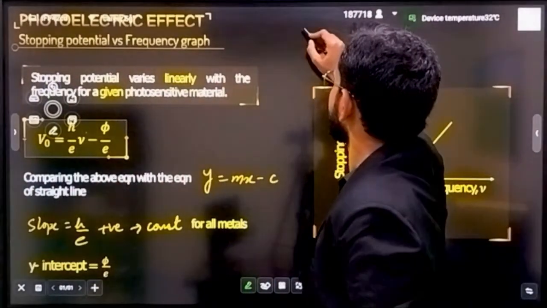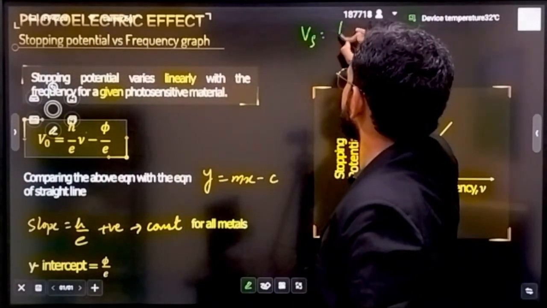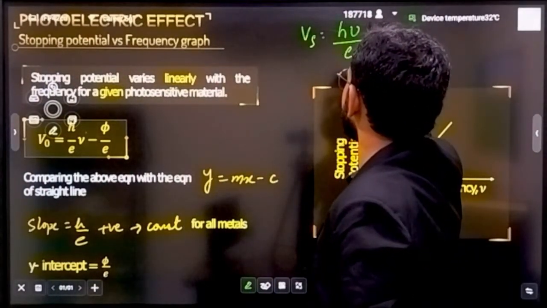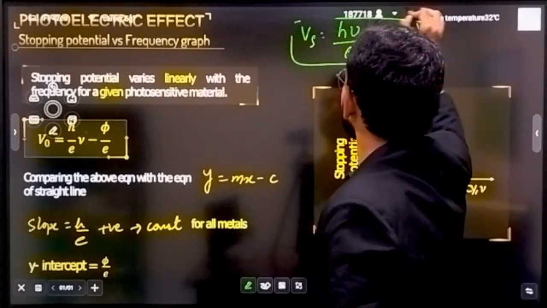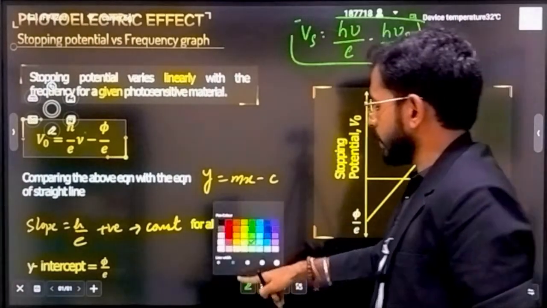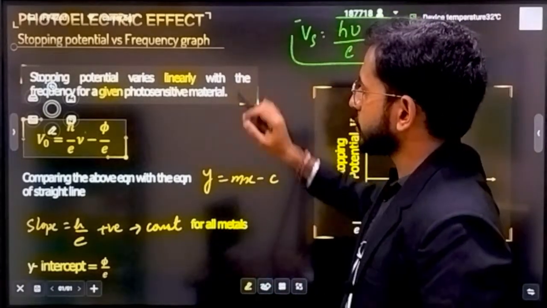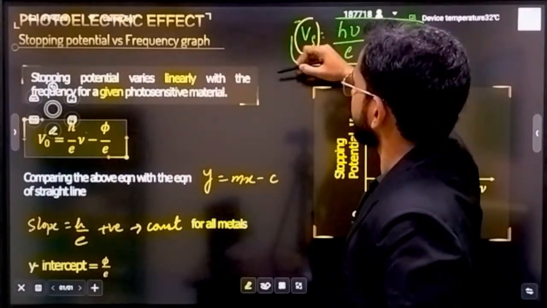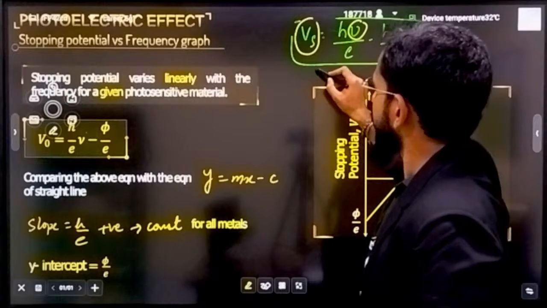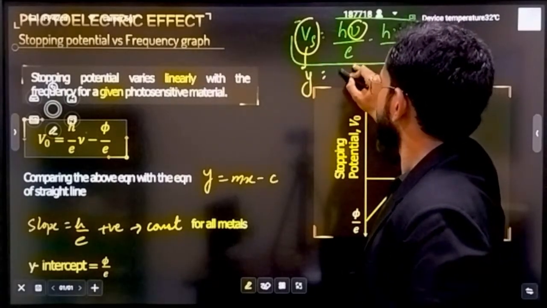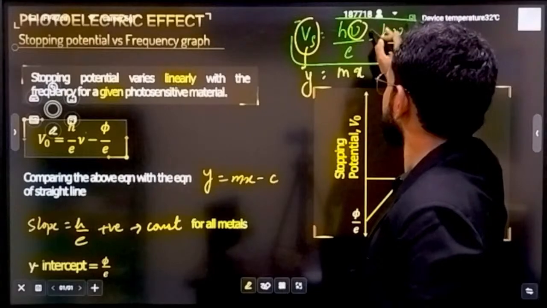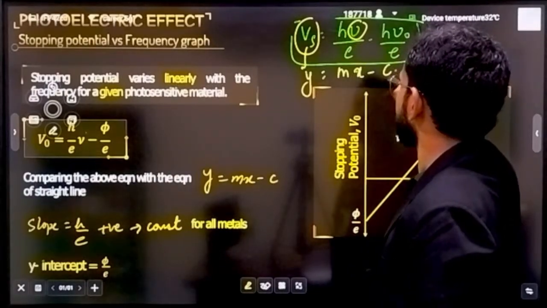Stopping potential versus frequency. What is the relation that you write? Stopping potential Vs is equal to h mu, that is the frequency, divided by e, minus h mu naught divided by e. This is the relation that you write. Now you have to put the relation of stopping potential versus frequency. Stopping potential is on the y-axis, y is equal to the form m into x, where x is frequency, minus some c.